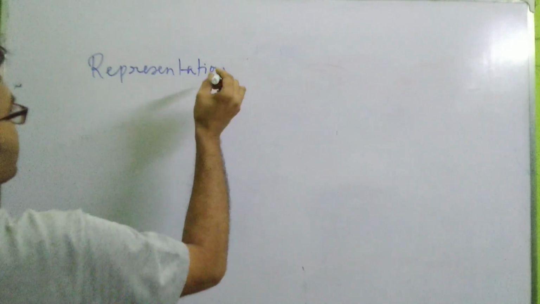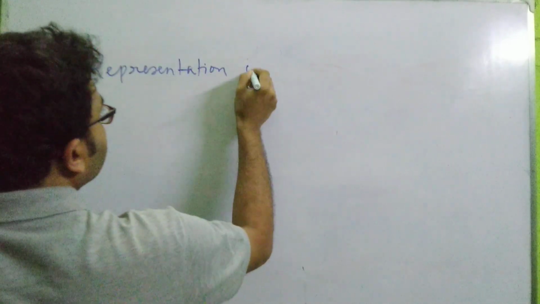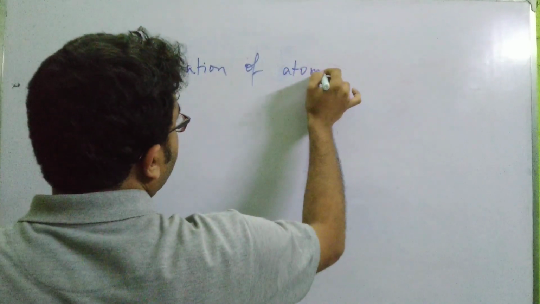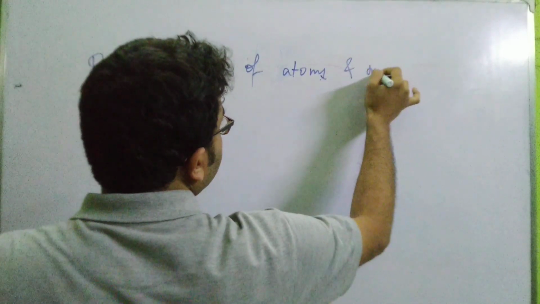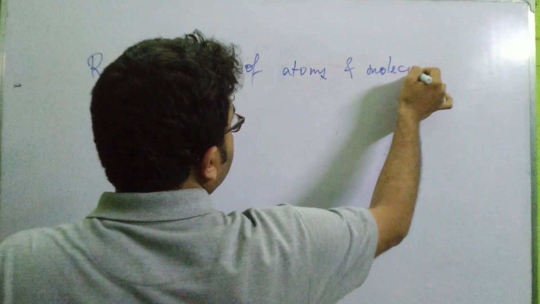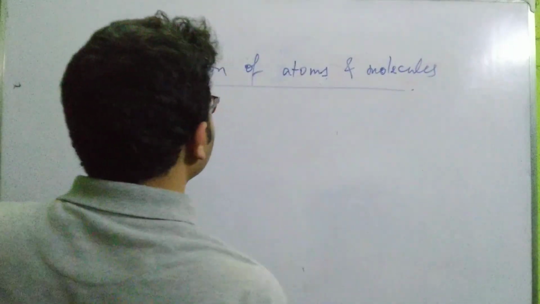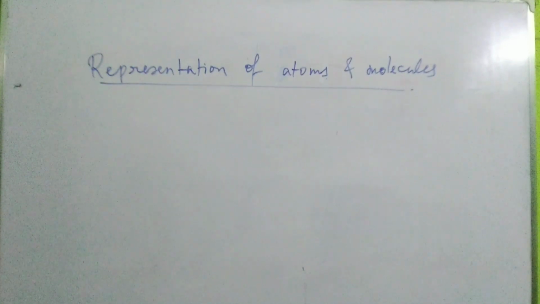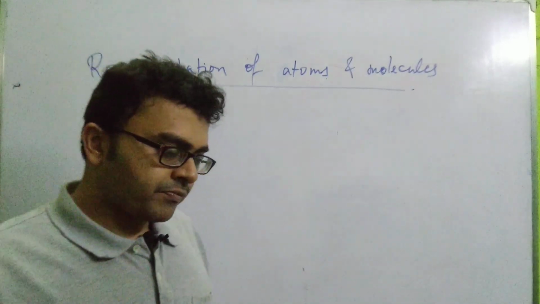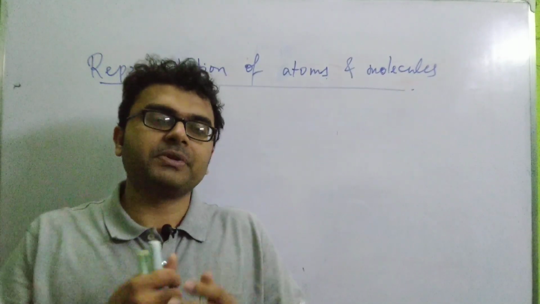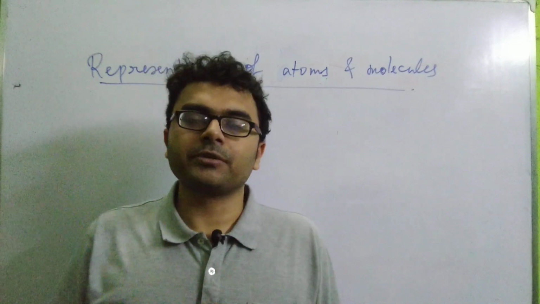of atoms and molecules. Representation of atoms and molecules. So, what is meant by representation? Let us first try to understand. By now, at least a little information has been given about elements and compounds. Today we will briefly say something about that, and how to represent elements and compounds. We will be discussing that.